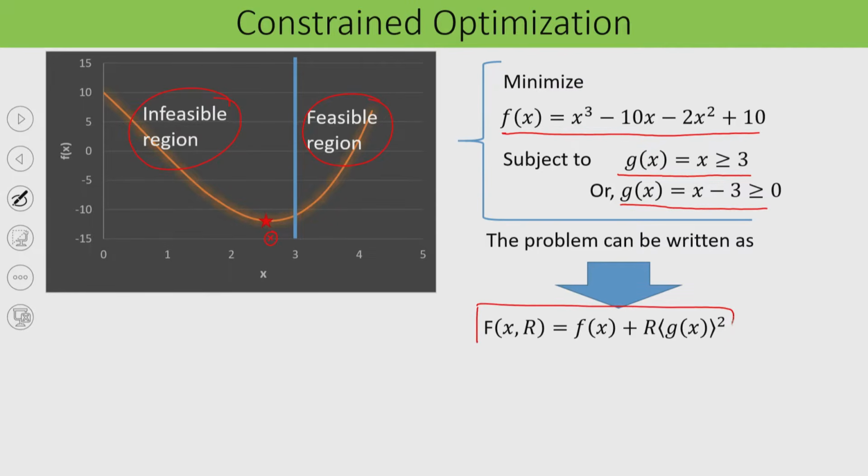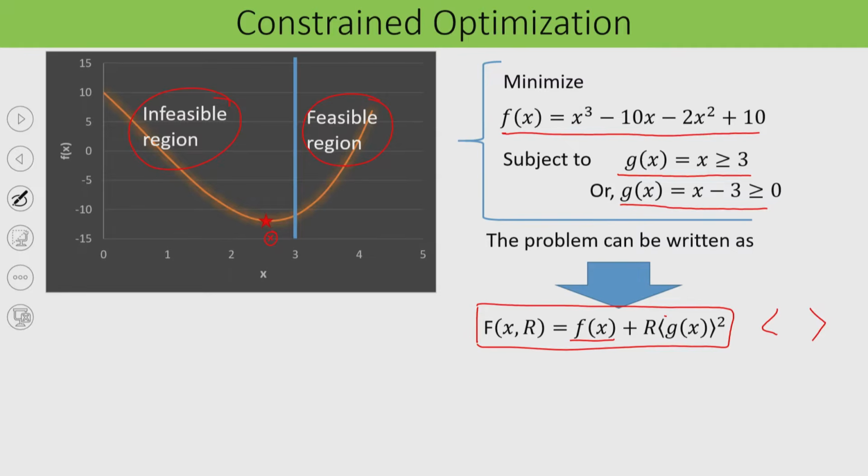So, we are writing this function. This is the unconstrained function, capital F(x, R). R is a new variable, I will explain what R is, and it is equal to the original objective function f(x) plus R times the bracket operator. I will also explain what this bracket operator is. This is your bracket operator, and then I am taking the square of that one, because I would like to take just the positive value.